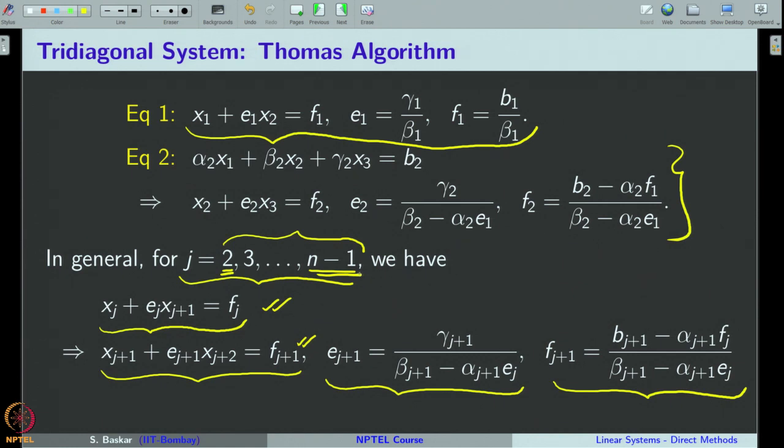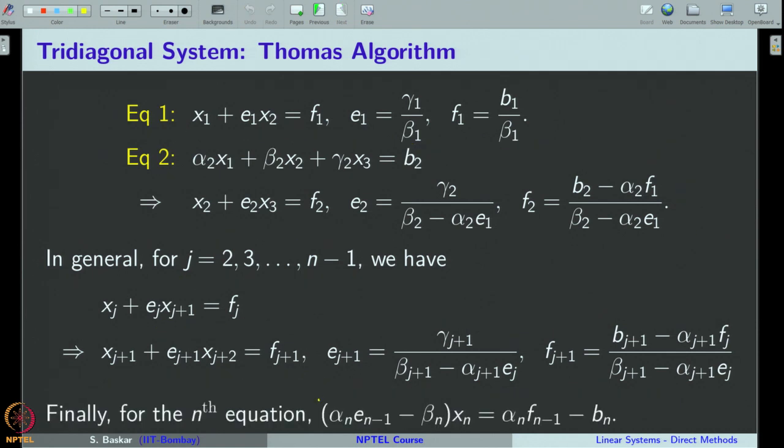The nth equation can also be handled in a rather direct way. Note that we have to do an elimination process in the nth equation also, but once you do that, the nth equation involves only x n, and therefore we can get x n directly from this equation. Once you get x n, you can substitute it into the n minus 1 equation and get x n minus 1. Once you know x n minus 1 and x n, you can substitute them into the previous equation and get x n minus 2, and so on.